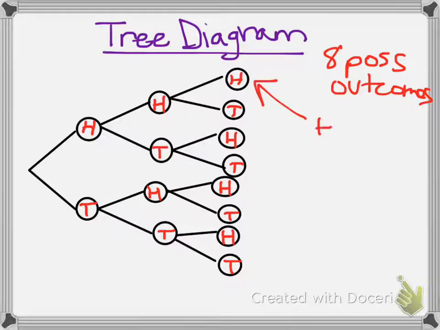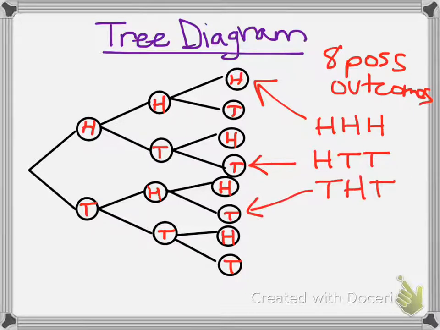Some examples of outcomes are you could get heads and then heads and then heads. You could get heads and then tails and then tails. You could get tails and then heads and then tails. So those are 3 examples of outcomes. And in fact, the way that you can tell that there are 8 possible outcomes is because there are 8 circles in the last row on the 3rd coin toss.